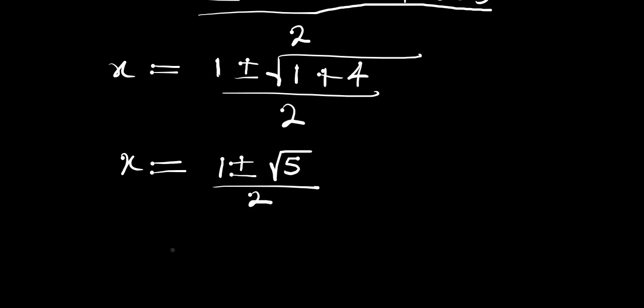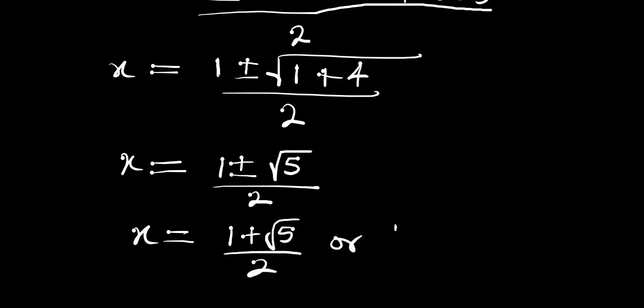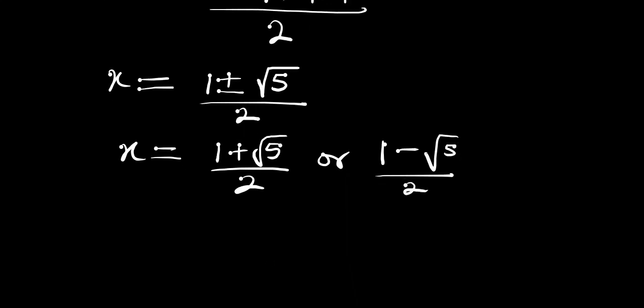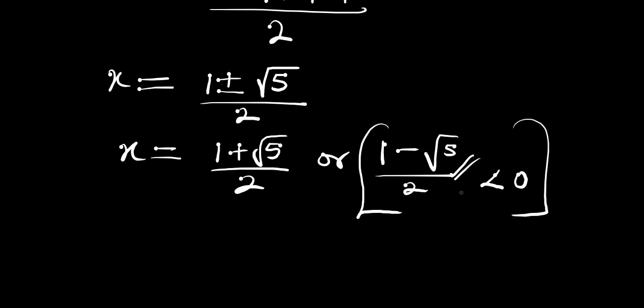So we are going to have two values for x. We have x equals (1 plus root of 5) divided by 2, or (1 minus root of 5) divided by 2. Now, the square root of 5 here is greater than 1. So that means this definitely will give us a negative number, because if you subtract this from 1, you are going to have a negative number. And since we are going to have a number that is less than 0, that is a negative number, we are not going to use this particular solution of x.